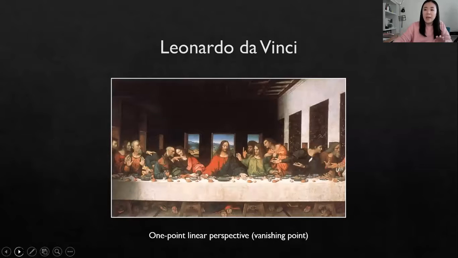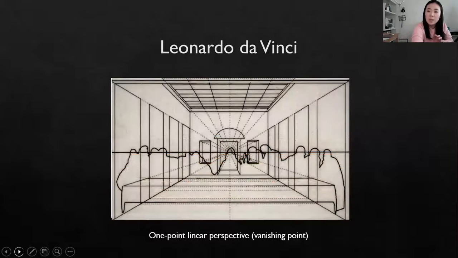This is the Last Supper by Leonardo da Vinci. We saw it last week. In this painting, he used one-point linear perspective with the vanishing point on the center of the implied space. This is a good perspective technique for compacting many objects in a limited space.